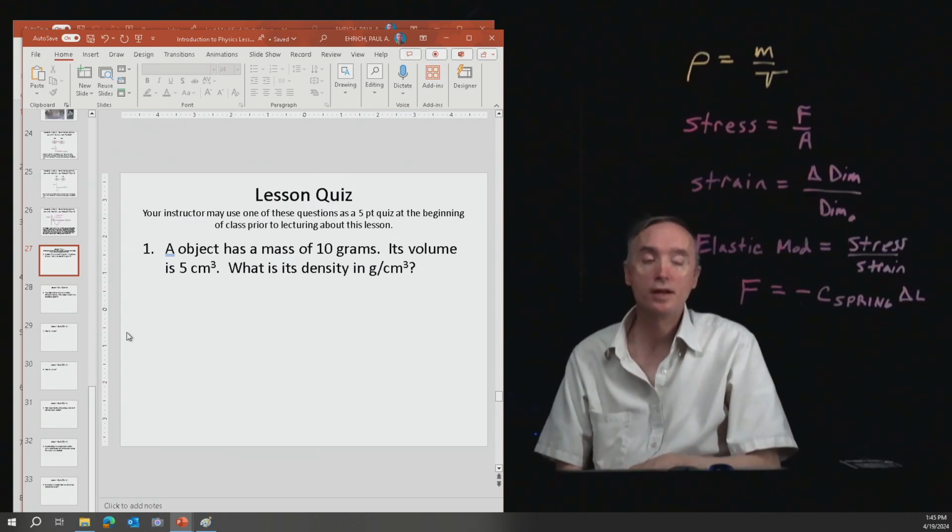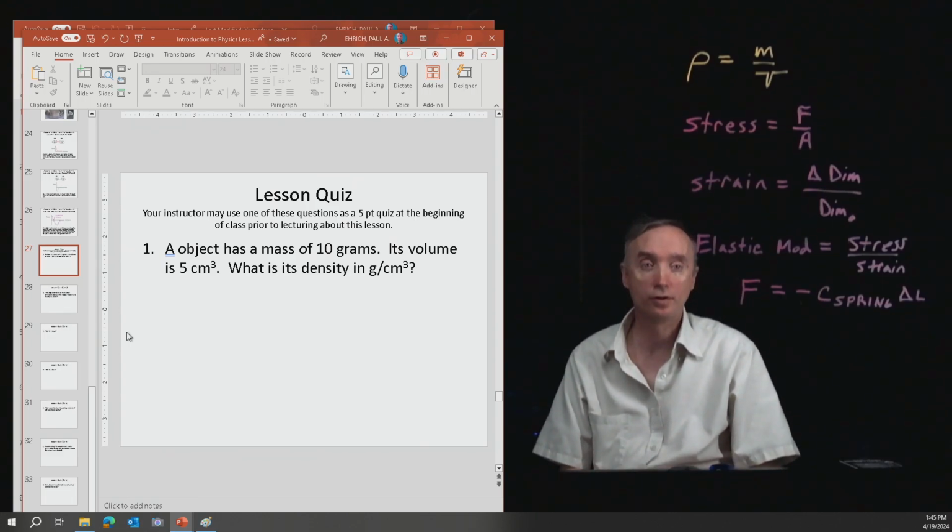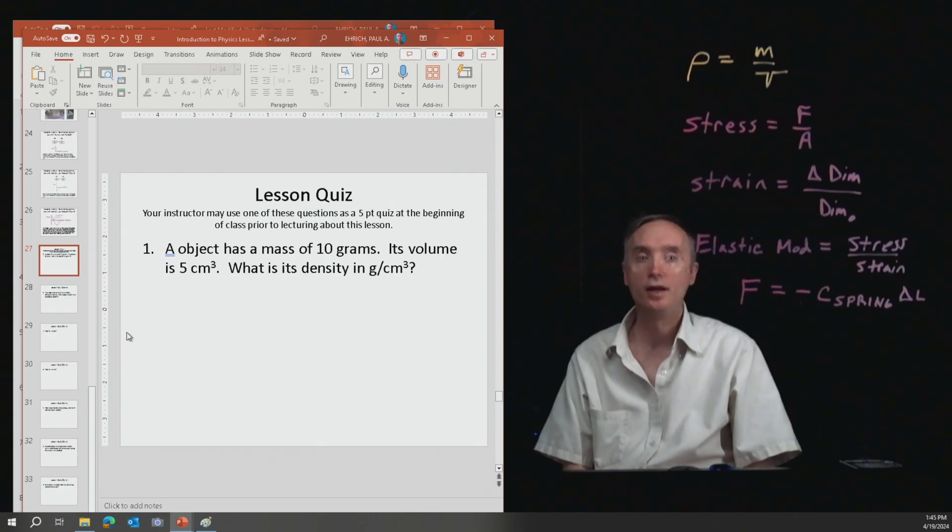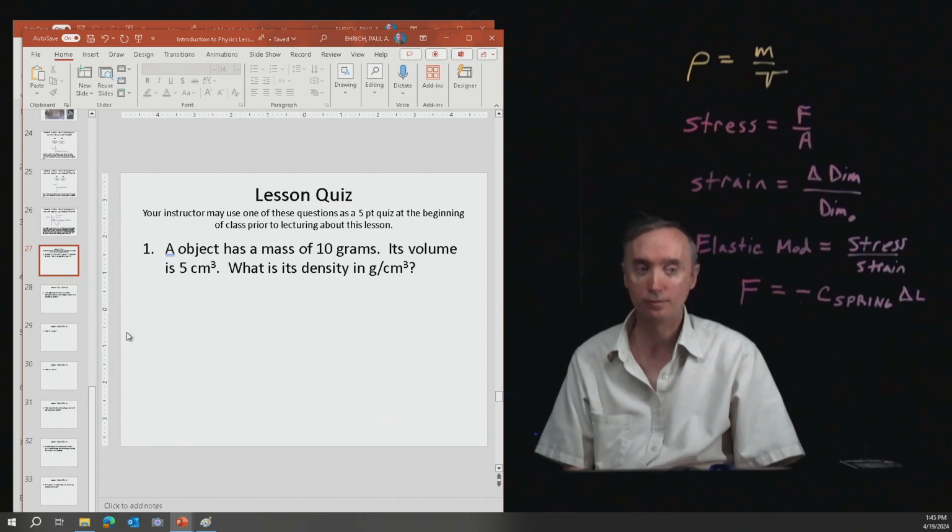Okay, it's time now to take a quiz over what you've learned. So question number 1, an object has a mass of 10 grams. Its volume is 5 cubic centimeters. What is its density in grams per cubic centimeter?